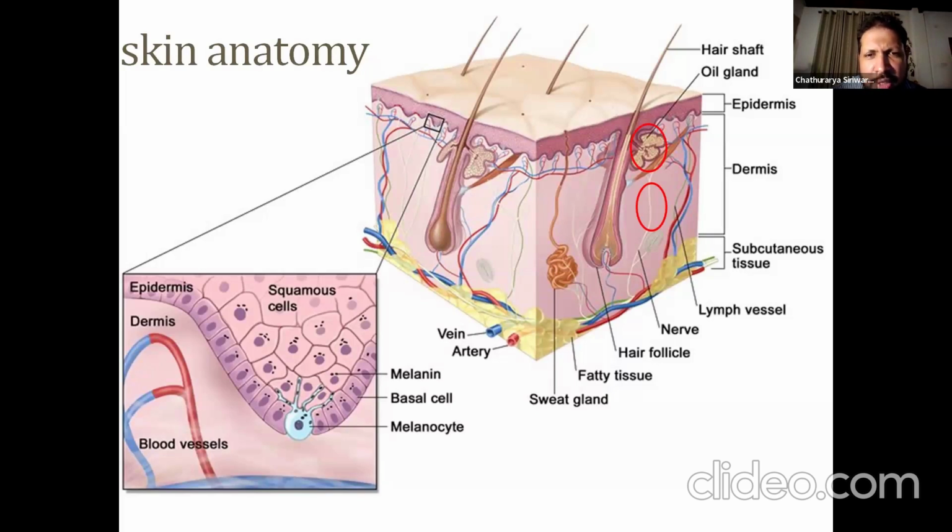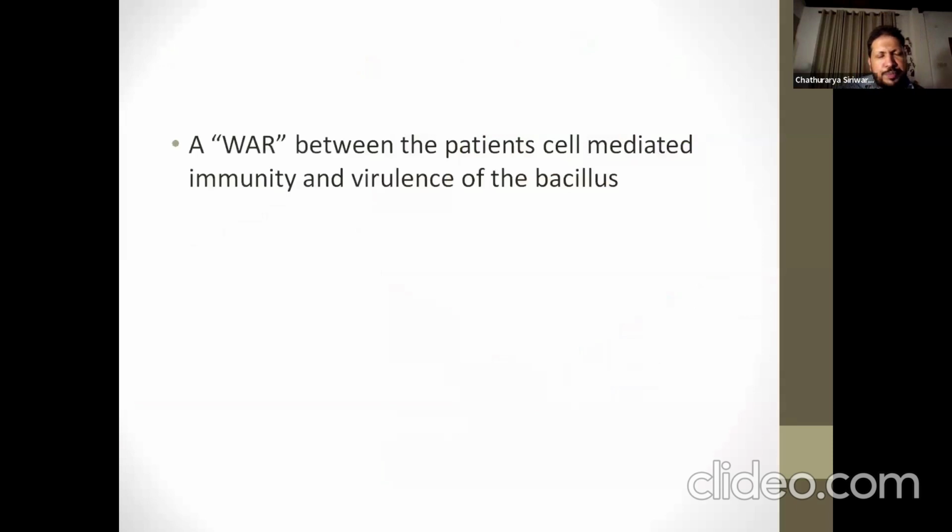They help to keep the skin moist. The hair follicles, the sweat glands which produce the sweat. And also, if we look carefully in our epidermis, we see there are melanocytes which produce the melanin, or the pigment of the skin.